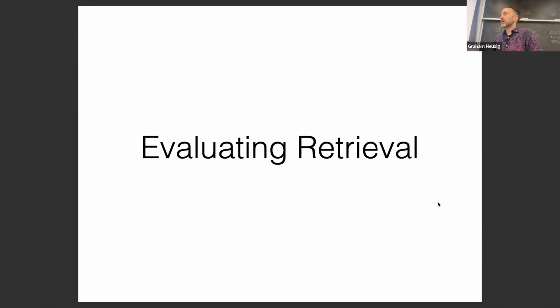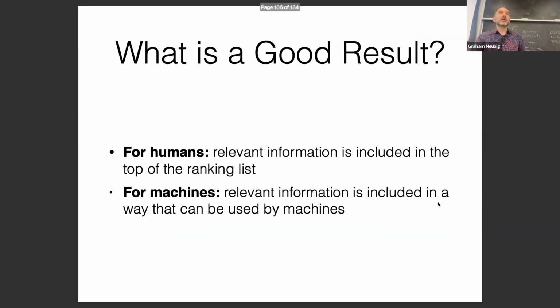Okay, so I've been talking a lot about retrieval methods. Next, I'd like to talk about evaluating retrieval briefly. When we look at evaluating retrieval, we want to think about what's a good result. It depends on the downstream use case. What's a good result for humans and machines differs a lot. For humans, we really need the relevant information ranked at the top of our ranking list because that's all human attention allows us to look at.